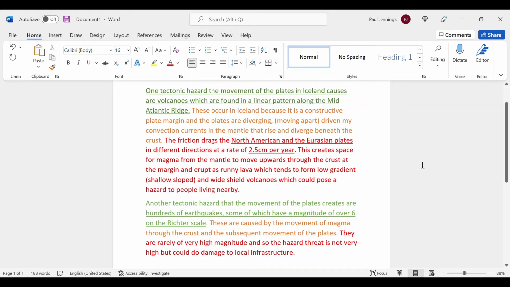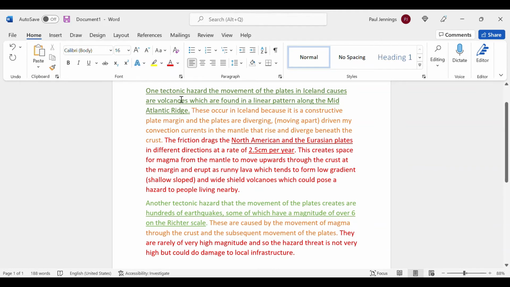So here we go. First of all, I want to tell you what the colours mean. Green is a point, orange is an explanation, and then red is extra development that I'm putting in to try and make sure that I get to level 3, the highest marks. So, point number 1. One tectonic hazard the movement of plates in Iceland causes are volcanoes, which are found in a linear pattern along the mid-Atlantic ridge. I've underlined this because all of that information comes from figure 2.